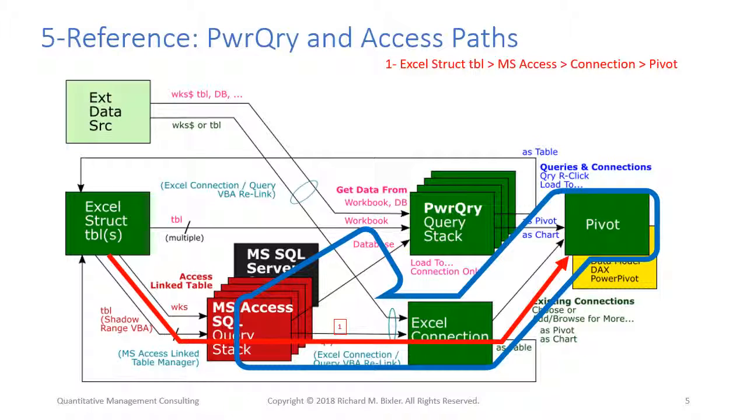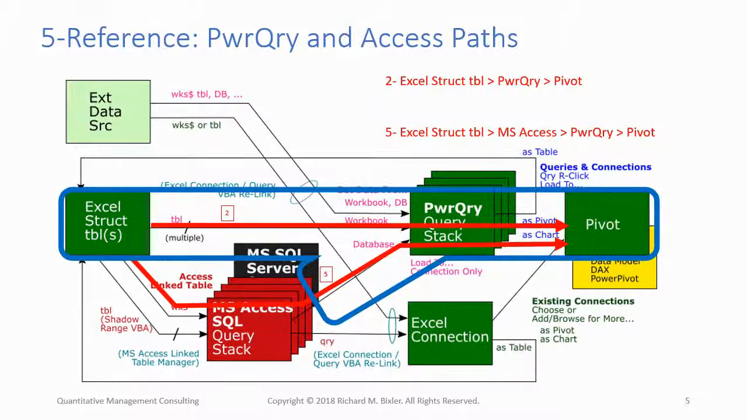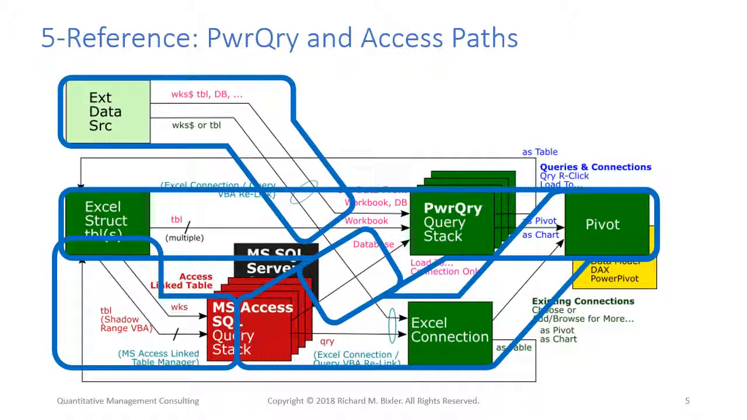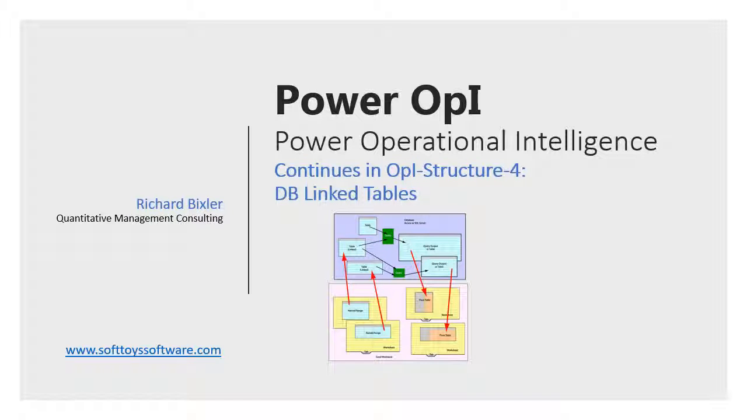Queries in SQL Server are described in a separate video sequence on SQL Server in PowerOpI. OPI Structure 6, Power Query, shows how to connect and query Excel structured tables and Microsoft Access query results using Power Query to build OPI Path 2 and OPI Path 5. OPI Structure 7, Import, shows how to import external data into Excel using Excel data connections to implement Path 3 and using Power Query to implement OPI Path 4. This OPI structure sequence continues in OPI Structure Part 4, Database Linked Tables.